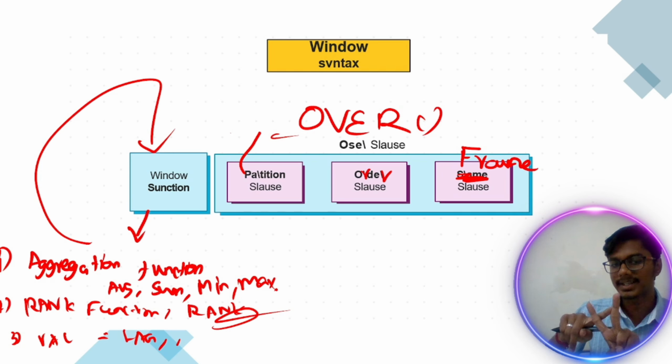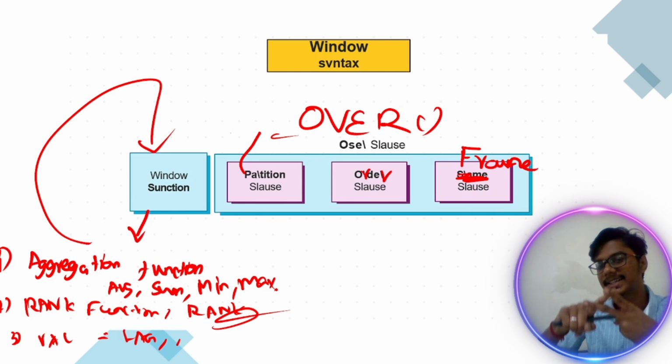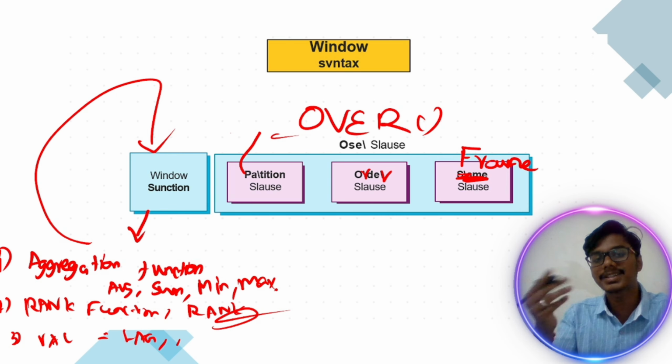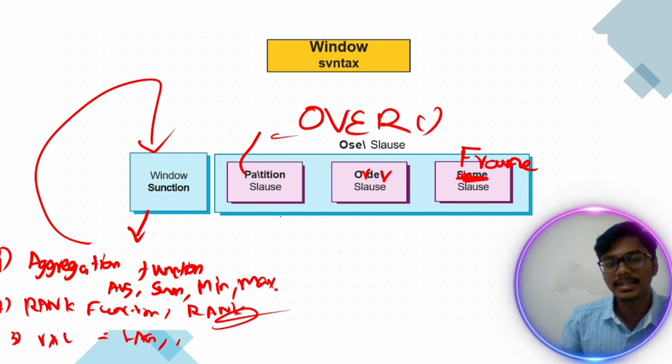It consists of two categories. One is the Windows function and the second is the OVER function. Inside the OVER function, there are three categories. What are the three categories? First, it may be the partition clause.